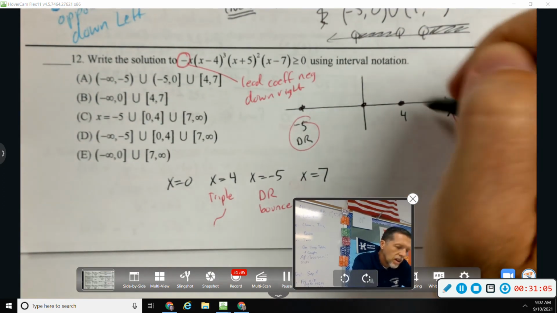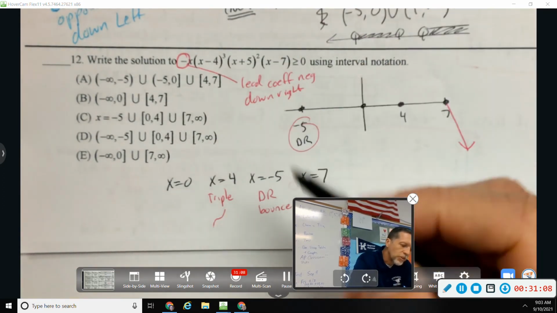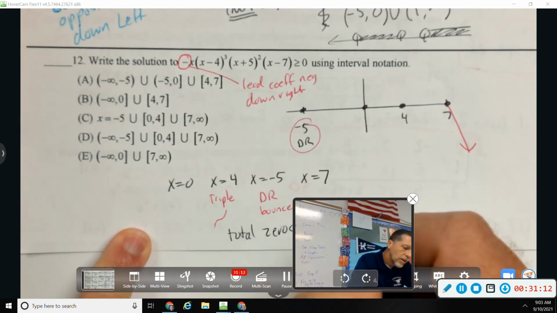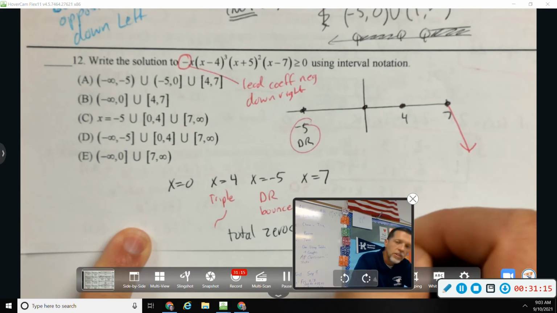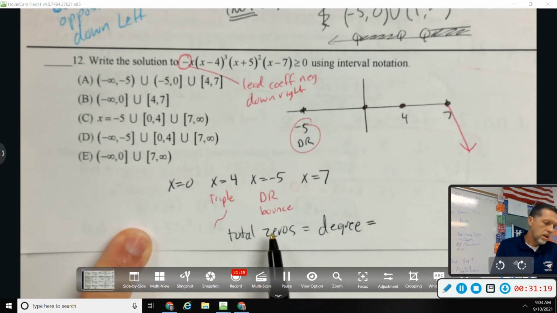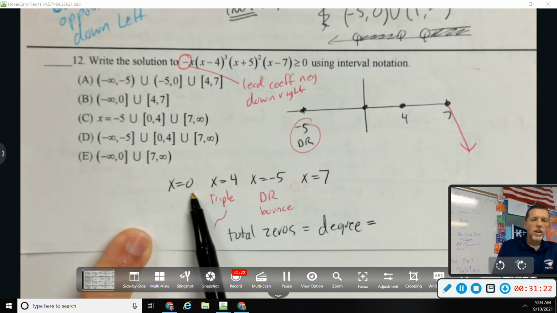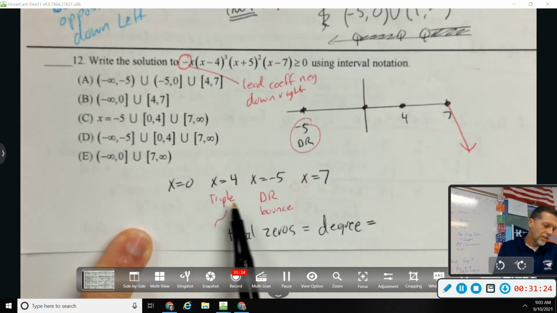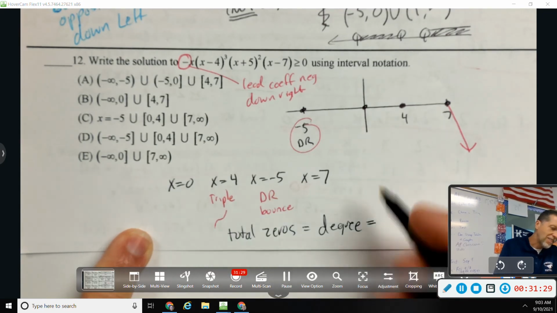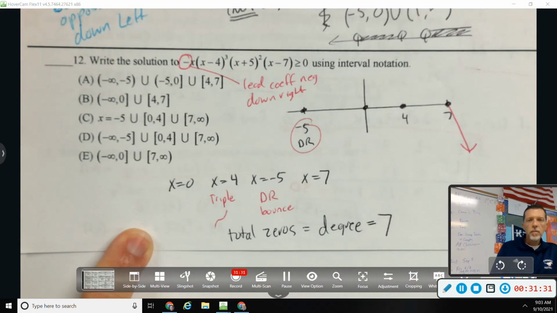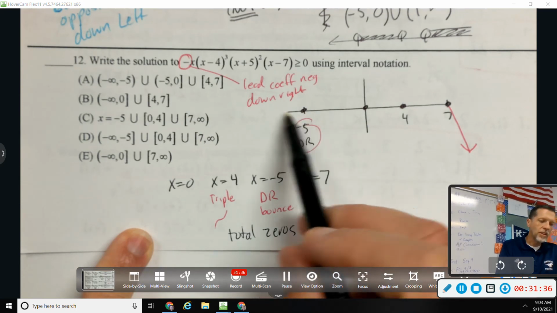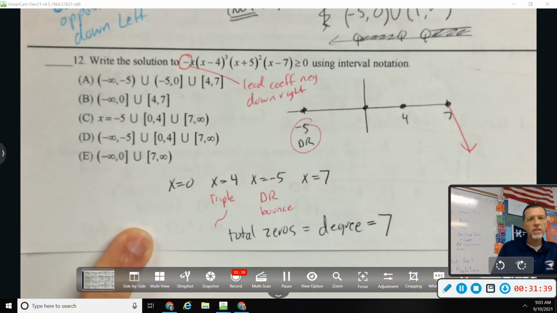So how many total zeros do I have? Let's see, 3, 4, 5, 6, 7. Yeah, 7, which is the degree. And I should be going, so what does that mean for the left end? Same or opposite? Opposite. So I should be going up on the left.